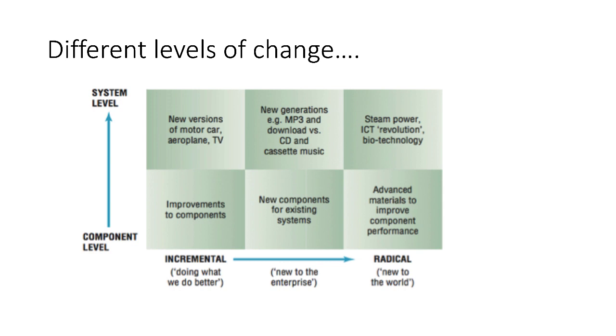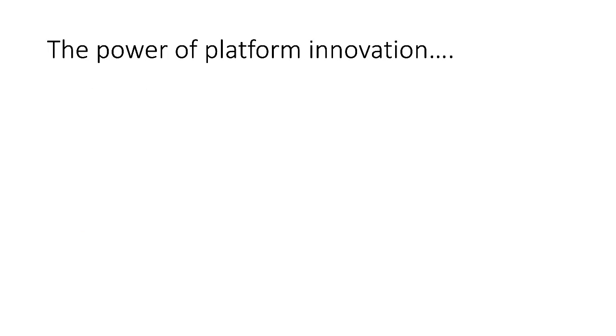And the important point about this picture is simple. If we're going to manage innovation in the bottom left-hand corner, it's fairly straightforward, just as incremental innovation is fairly simple. By the time we get to the top right-hand corner, system level change of a radical nature, we have some really big issues to think about.